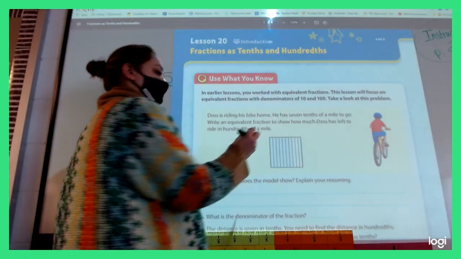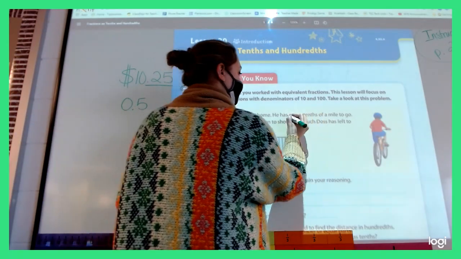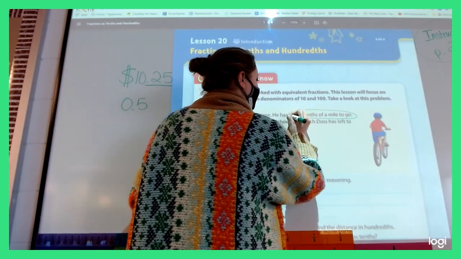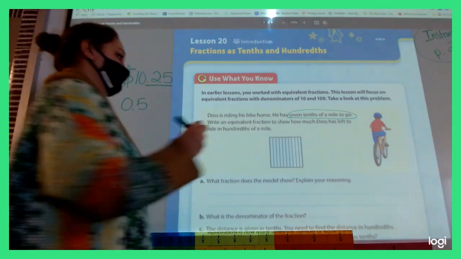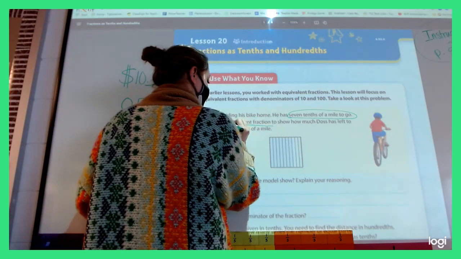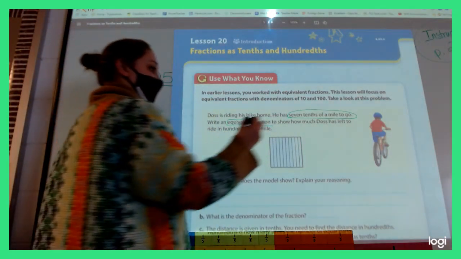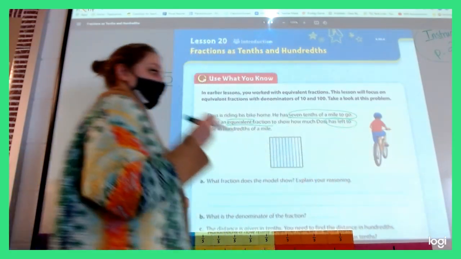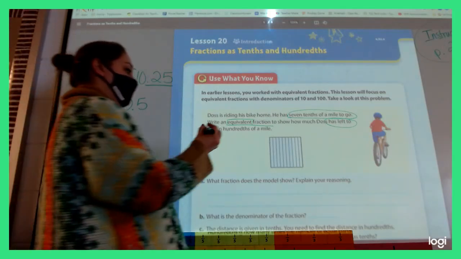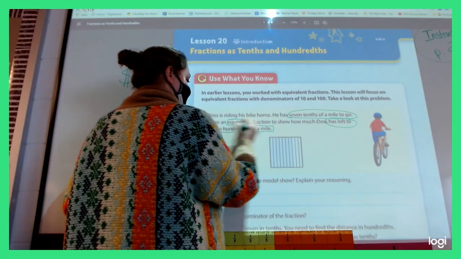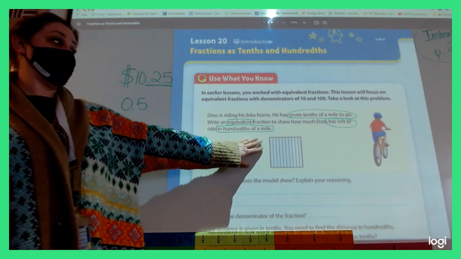Das is riding his bike home. Sets the story. We don't need it for the math problem. He has 7/10 of a mile to go. That's important. I'm going to circle that. I'll underline. That is fine. Write an equivalent fraction. I know equivalent is very important. To show how much Das has left to ride. Has left to. Okay, that means how much he's still got to go. And I need to write it in hundredths of a mile. Okay. So we don't even have to start solving yet. But that's how you should mark your problem up, okay?